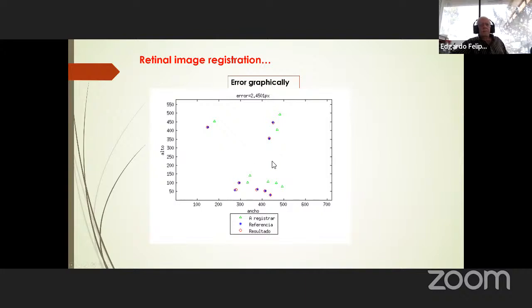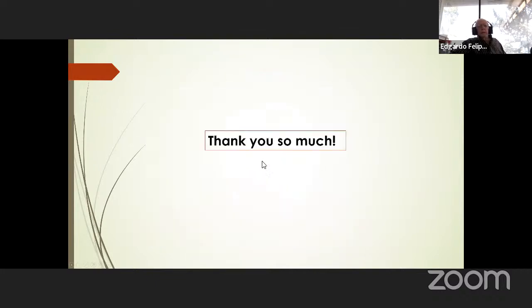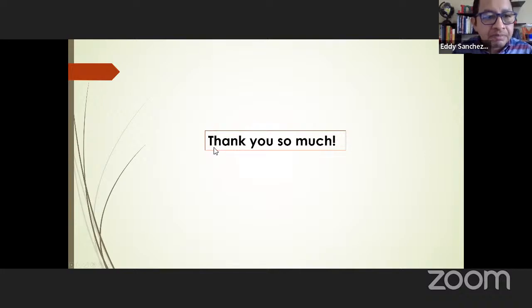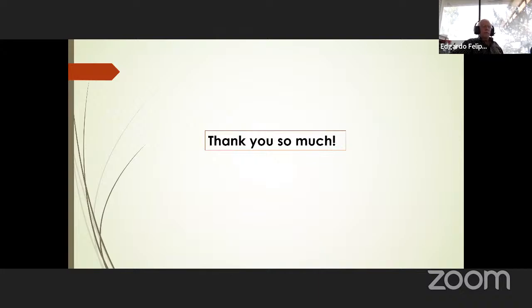This is the error. Graphically, you can see there are coincidences, but in some places where it was necessary to register the green point, the result was registered in this red circle. You can see not all were detected. Thank you so much. Our main result is that we applied pre-processing to get a good result. Without that, it would be very difficult to find the microaneurysm.